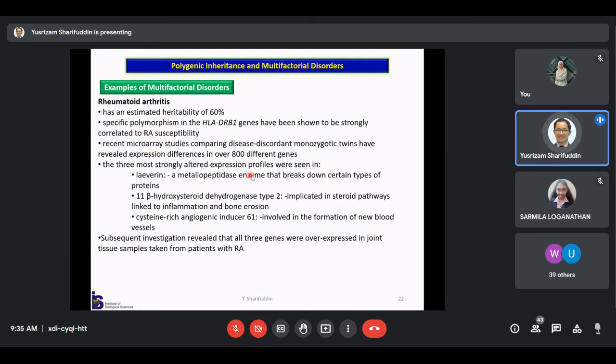Microarray studies looked at disease-discordant monozygotic twins. They've shown that you can still have 800 different gene expressions. This shows that even though you have monozygotic twins, you can still have different expressivity of those genes related to rheumatoid arthritis. The most strongly altered expression profiles seen among those 800 genes are for leverin, dehydrogenase type 2, and cysteine-rich angiogenic inducer 61. These are the genes that are expressed differently in rheumatoid arthritis. Even though monozygotic twins are genetically identical, they can still express those genes differently. Subsequent investigation revealed that all three genes were overexpressed in joint tissue.